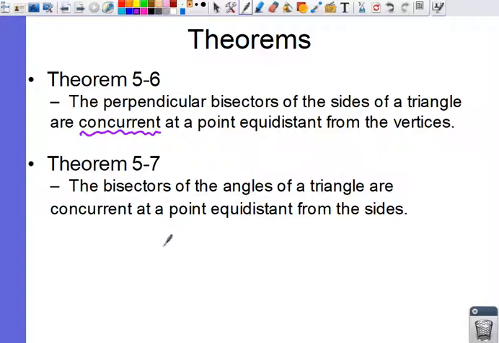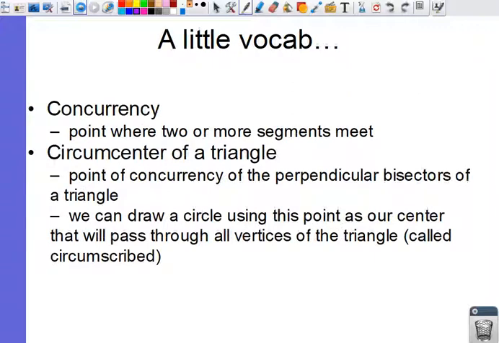The second theorem, the bisectors of the angles of a triangle are concurrent, so they all meet at a point that's equidistant from the sides. And we're going to see this in a minute. All right, there's your official definition of concurrency, a point where two or more segments meet.